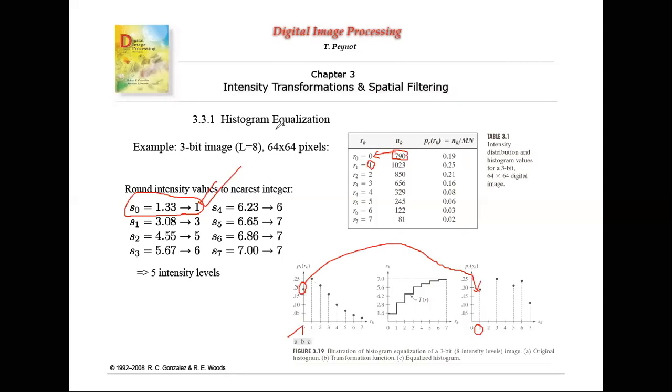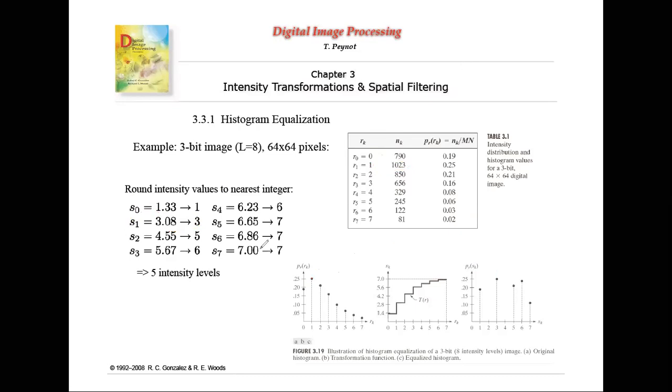Now what is this S1 pointing to 3? What does that mean? All those 1023 pixels which earlier had the pixel intensity 1 now shall be replaced by pixel intensity 3, so that this entire stick will now be placed in 3. Got it? Anybody, any doubts?